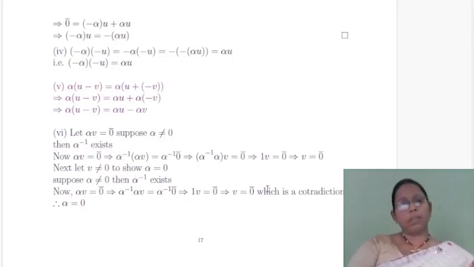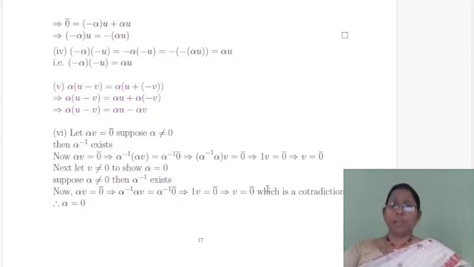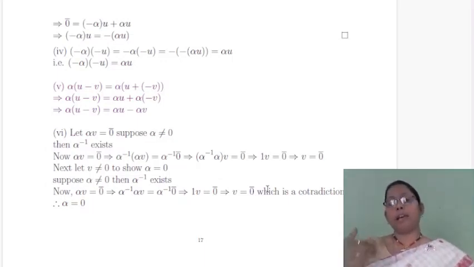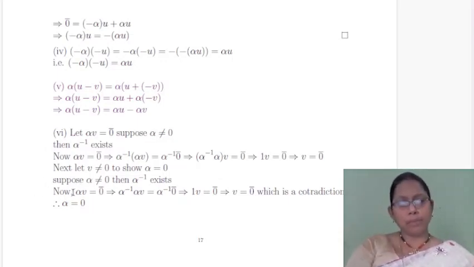Next, let v be not equal to 0. We are going to show that alpha is equal to 0. We are going to prove this by the contradiction method. That is, first of all, we will suppose that alpha is not equal to 0. As alpha belongs to F, and F is a field, alpha inverse exists.